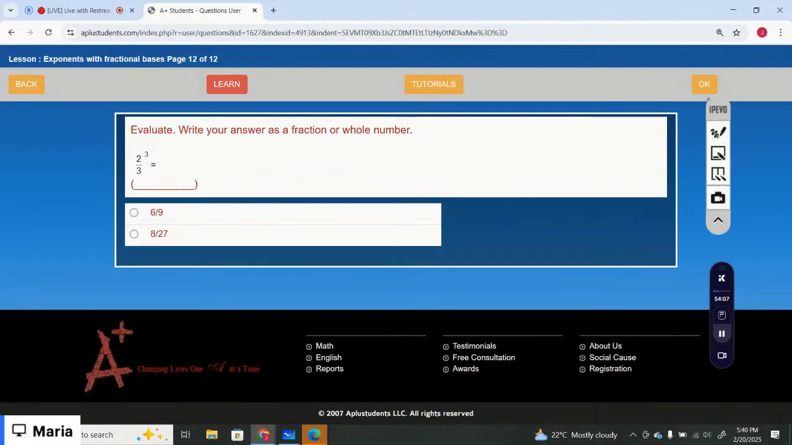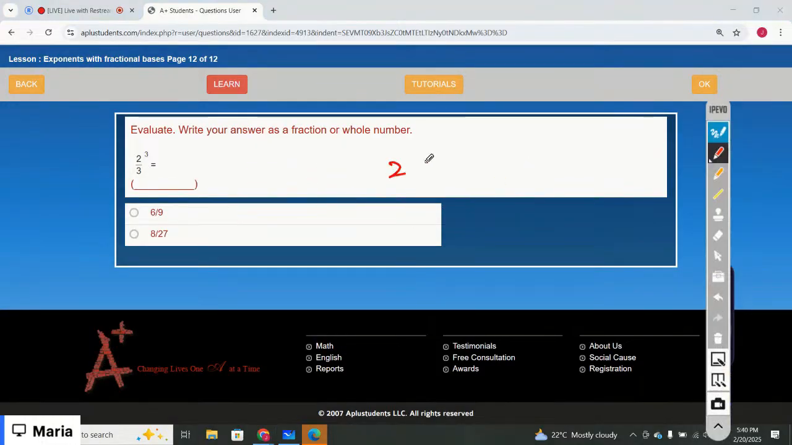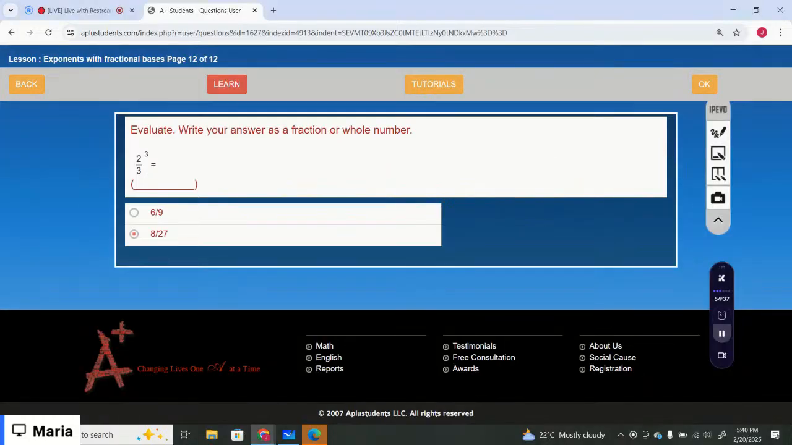2 by 3 exponent 3. You have to do 2 times 2 times 2 divided by 3 times 3 times 3. 2 times 2 is 4, 4 times 2 is 8, 3 times 3 is 9, and 9 times 3 is 27. Option number 2 is the correct option. That is 8 over 27. Okay, we are done with the lesson.